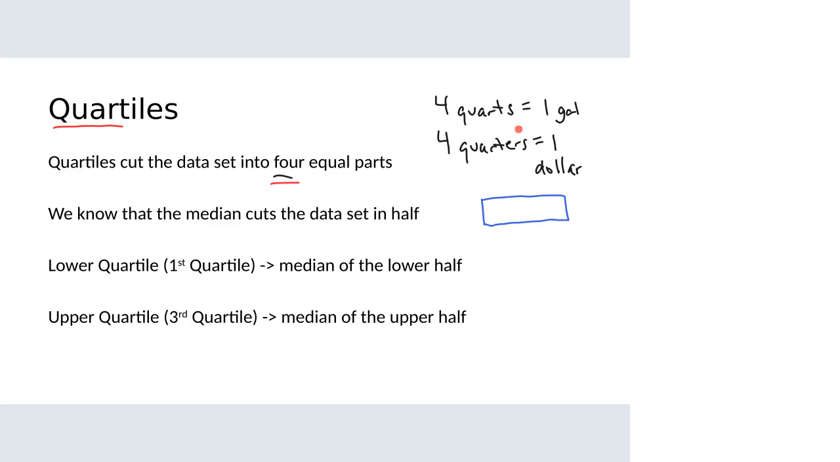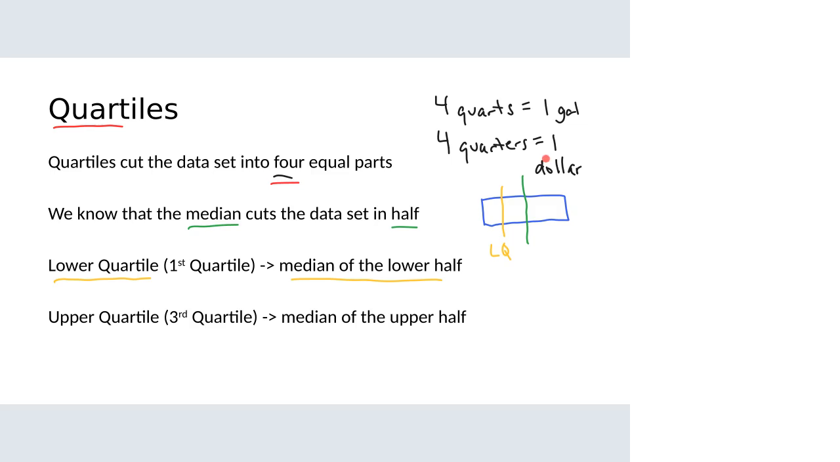One of the things that we know already is the median cuts the data set in half. So our median goes right here and cuts the data set in half. And then from there, if I want to cut this into 4 equal parts, I'm just going to do that again. Over here on the left-hand side, I'm going to cut that half in half. And that thing right there is the lower quartile. It is the median of the lower half of the data. Basically, if we want to cut this into 4 equal parts, we use the median to cut it in half. We'll cut the lower half of the data in half.